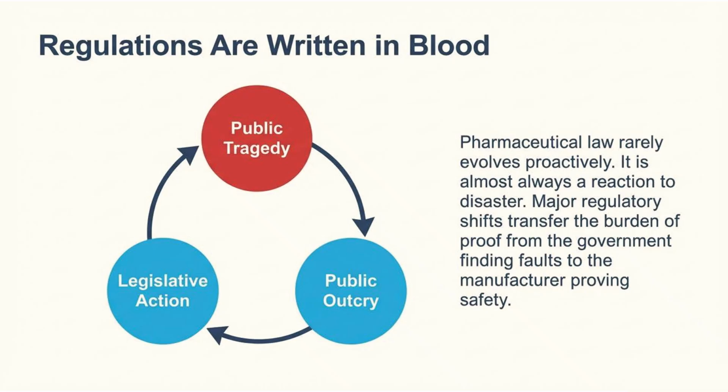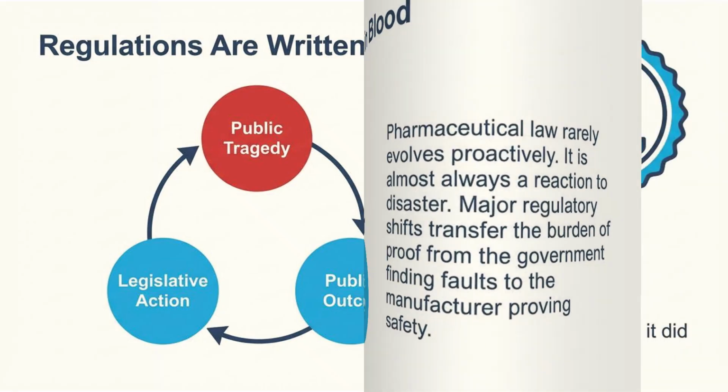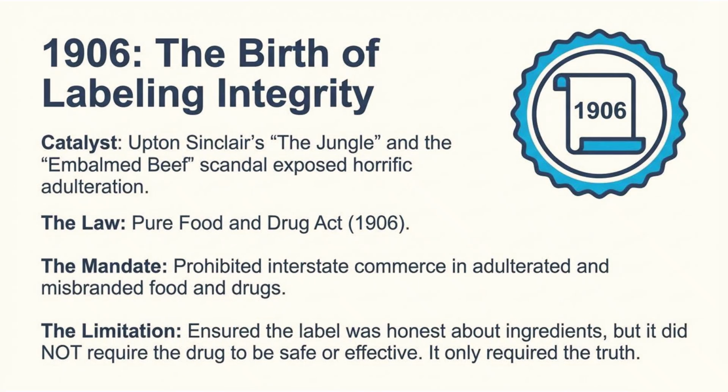Historically, major advancements follow a tragic pattern. Disaster leads to public outcry, forcing legislative action. This cycle shifts the burden to manufacturers to prove safety and quality up front. The first major milestone came in 1906 with the Pure Food and Drug Act, requiring truthful labels. However, the law had limits. It required honesty, but not safety or effectiveness. This was an important start, but only the beginning.